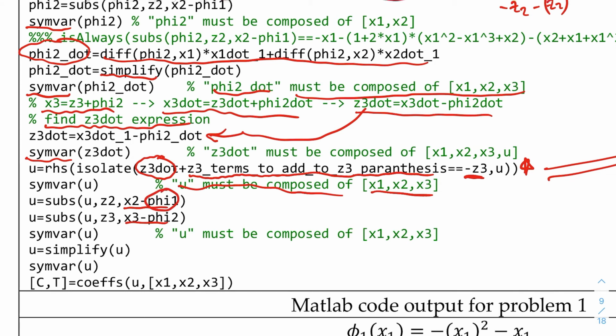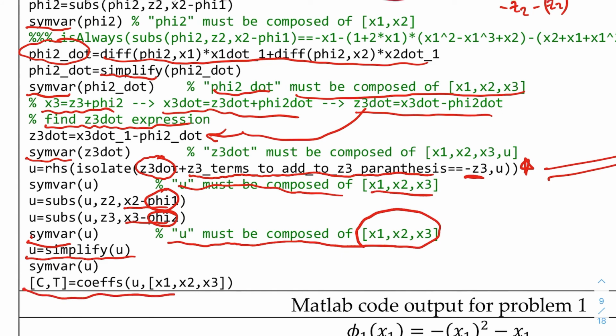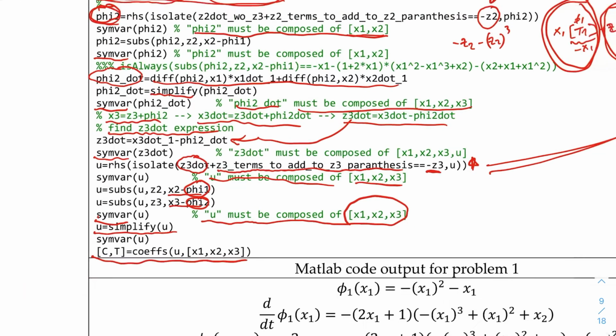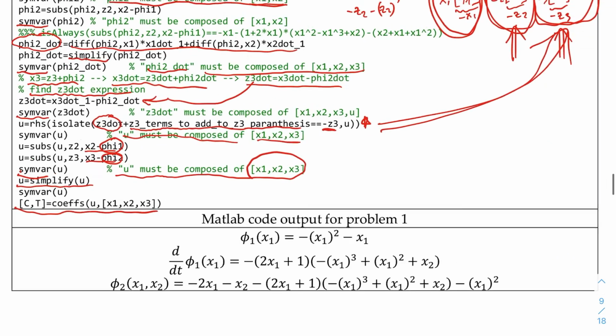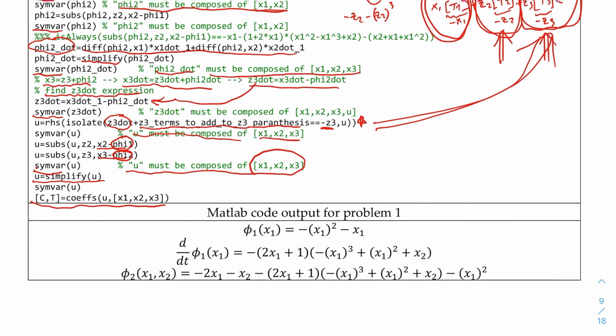right? And by the way, recall phi1 is a function of x1 and phi2 is a function of x1 and x2. As a result of that, you can also simplify, and you can just determine u is a function of x1, x2 and x3, and you can just use that. Okay, wow, that was hard, at least for me.